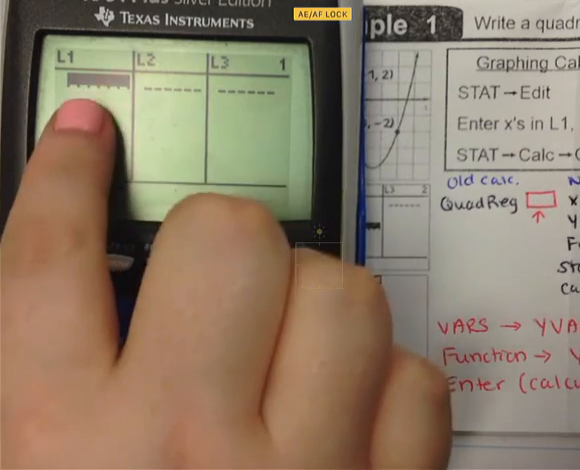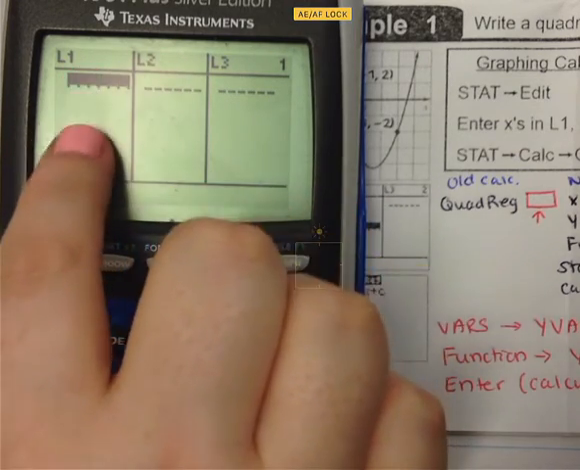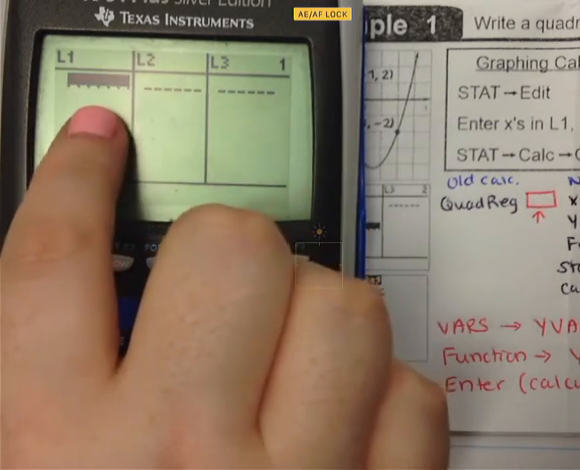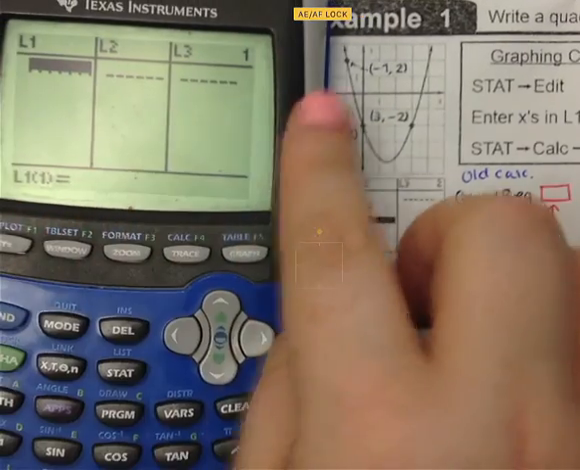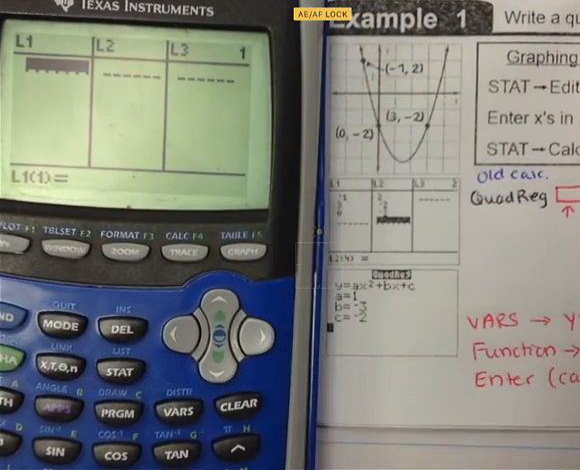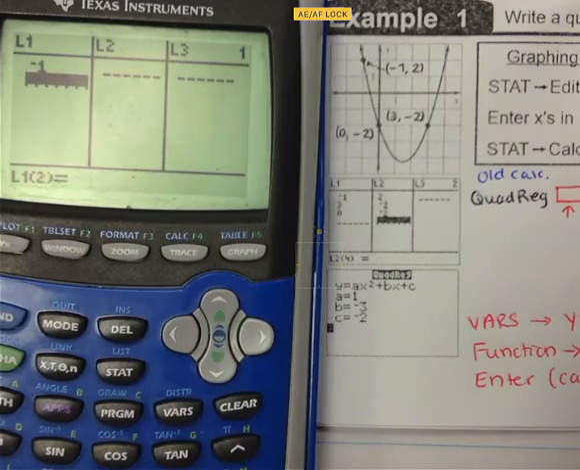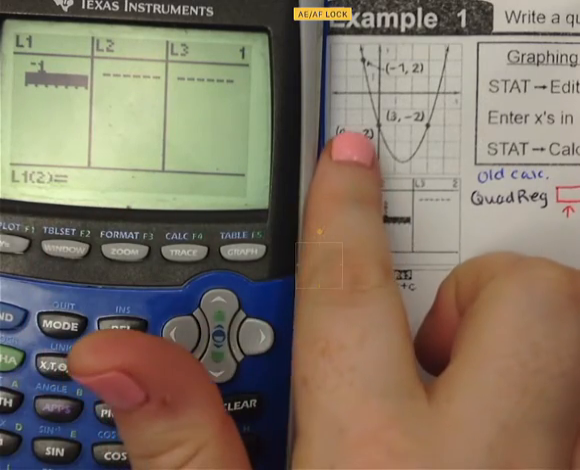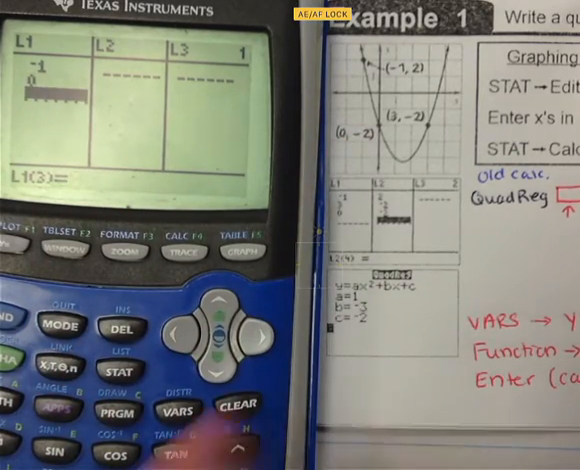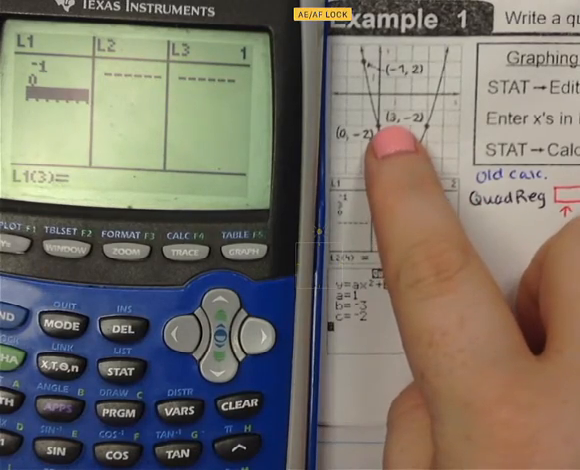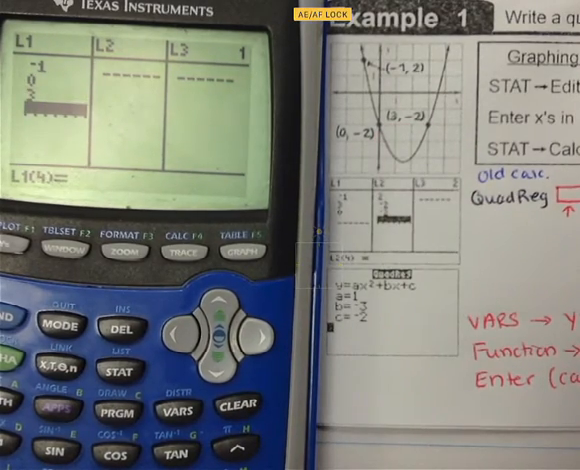Now I have an L1 and an L2. This is where I want to put my values. So in the L1, I put the X values. So my X values are at -1, so I put -1, enter, so it goes down. I have a 0, enter, and then I also have a 3, enter.